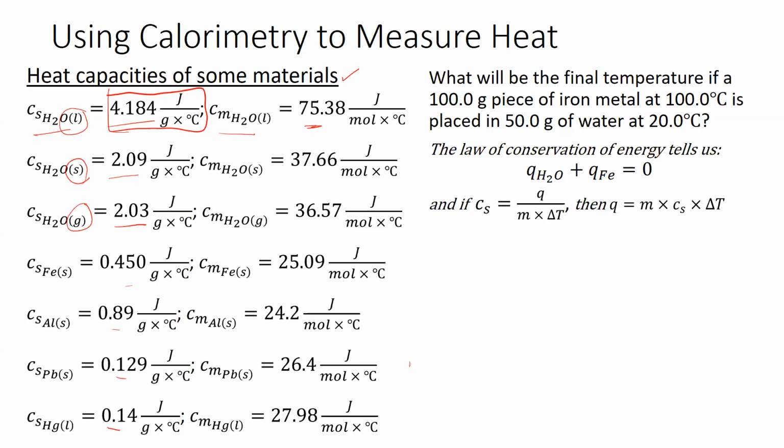So we can see how this gets used doing a bit of an example. Our example: what will be the final temperature if a 100 gram piece of iron metal at 100 degrees is placed into 50 grams of water at 20 degrees? And so here, what we can look at is essentially the process that's occurring here.